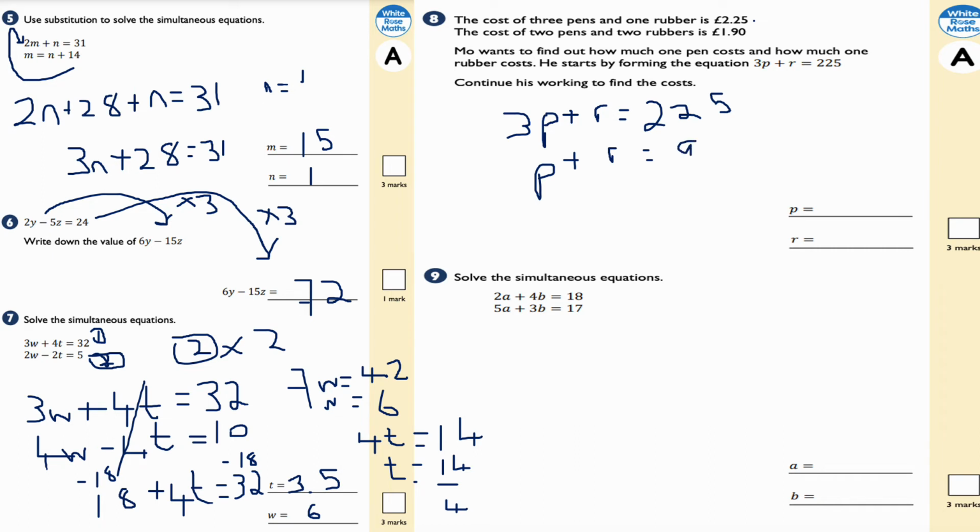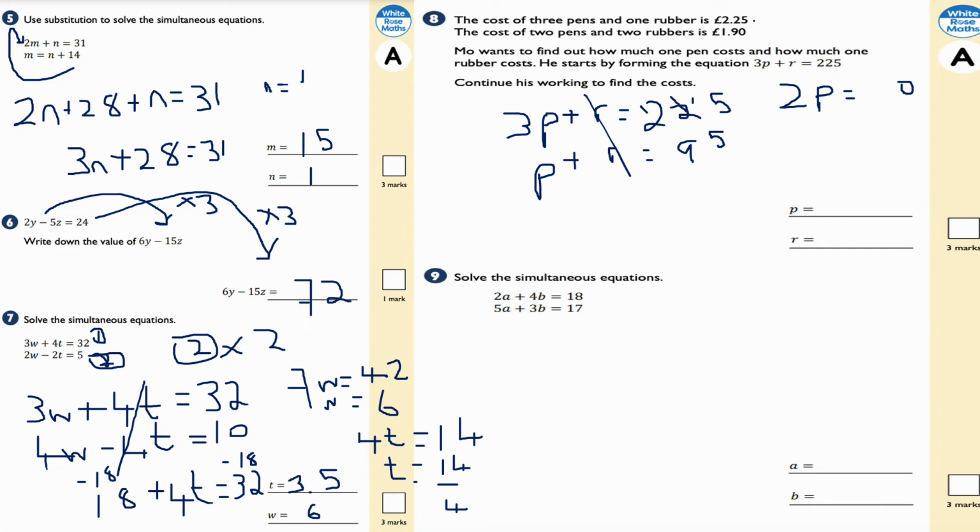Okay, because it means the same thing here. Saying that 2 pens and 2 rubbers is £1.90 is the same as saying 1 pen and 1 rubber is 95p. I can now solve the equation. So if I do this one take away this one, r take away r just goes to 0, 3p take away p is 2p, and then 225 minus 95.